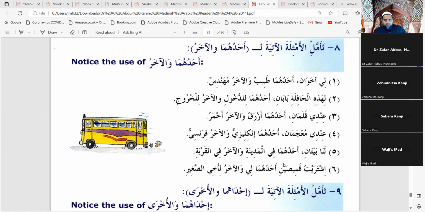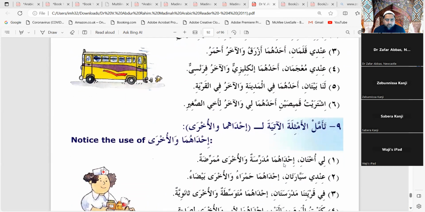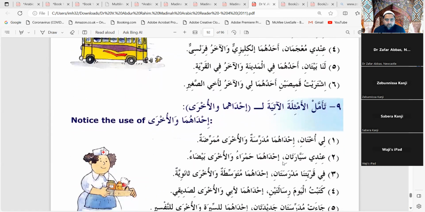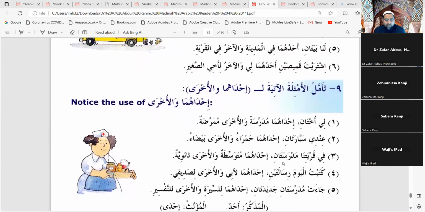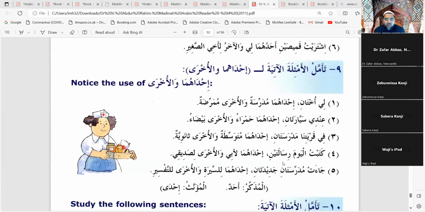Ishtaraitu Kamisaini, I bought two shirts. Ahaduhuma li, one of them is for me, wal akharu li akhi saghir, and another one is for my younger brother. Excellent, thank you. Sister Sabira Kanji, can you do exercise 9, please?